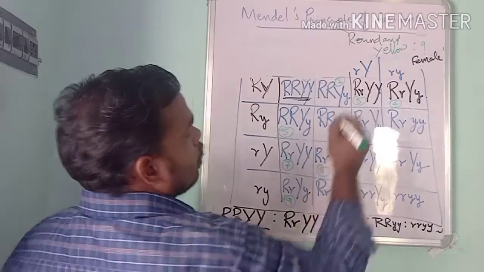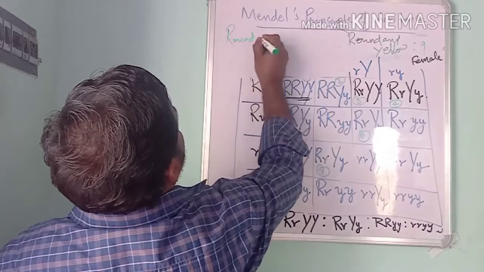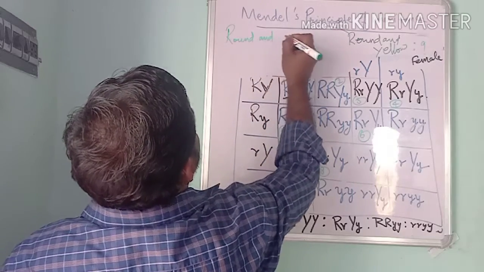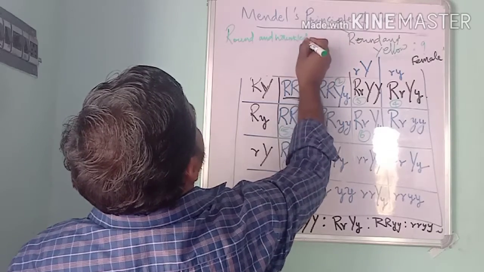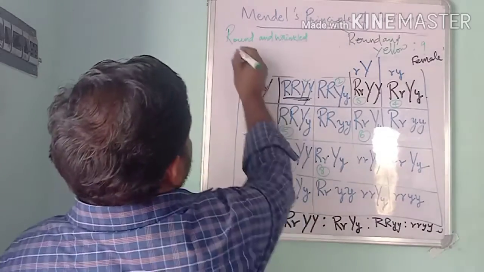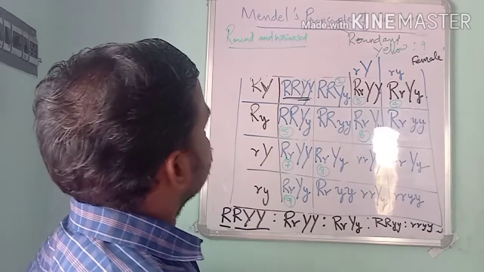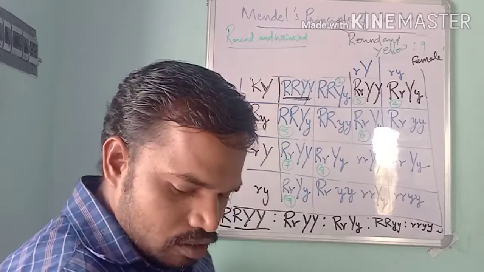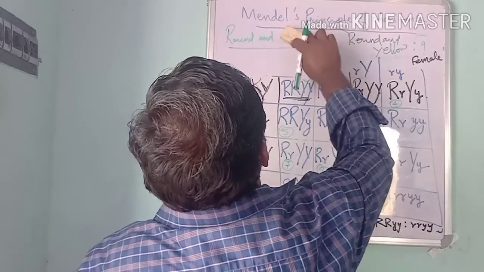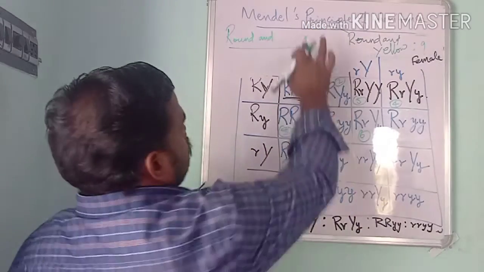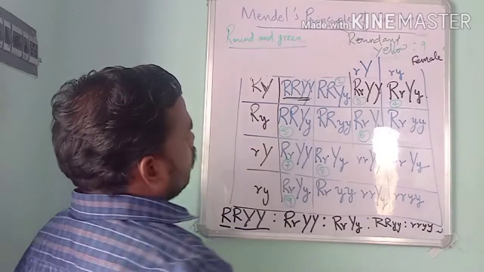So first thing is over, round and yellow. Next thing, round and wrinkled. So next thing is round and green. So how many round and green are there?